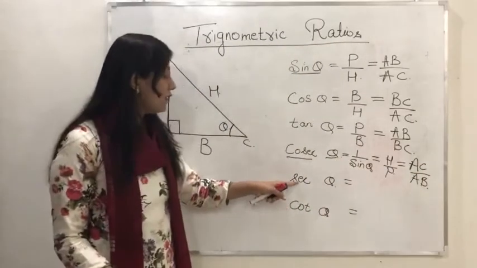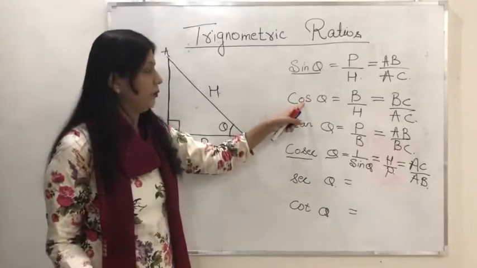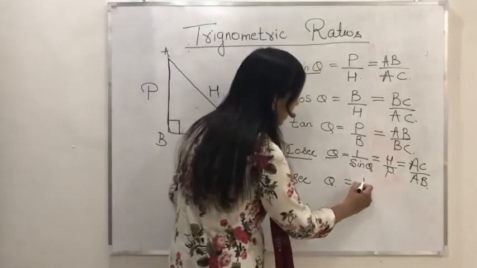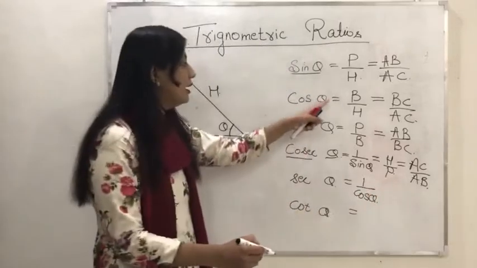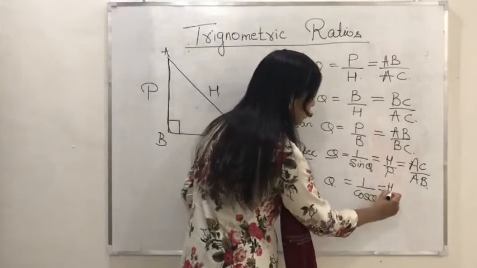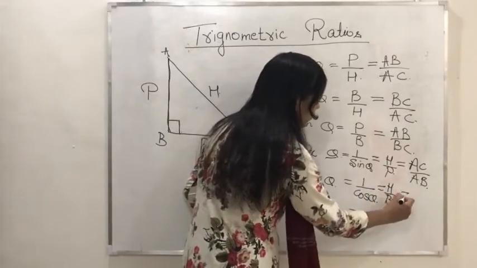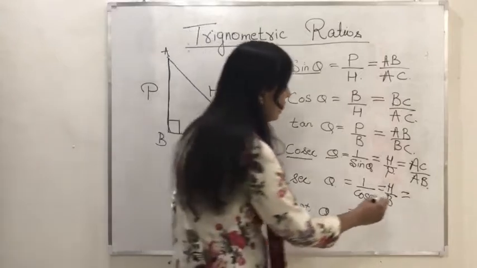Similarly, your sec theta is just opposite of cos theta. So you will write it as sec theta is 1 upon cos theta. What is your cos theta? B upon H. So it is just reverse. So you will write H upon B. So your H is AC and base is BC. So AC upon BC.